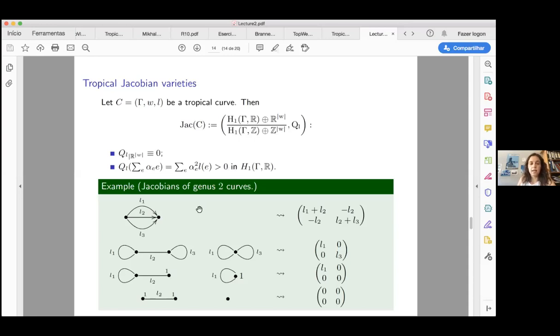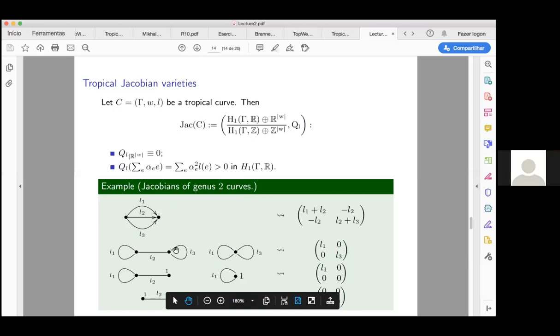All right. So again, in the exercise session tomorrow, I think it's going to be possible to compute this example over here. These are all Jacobians. These are all dual graphs of tropical curves of genus 2, I think, that were computed in the exercise session yesterday. So, yeah, this is weight 1.